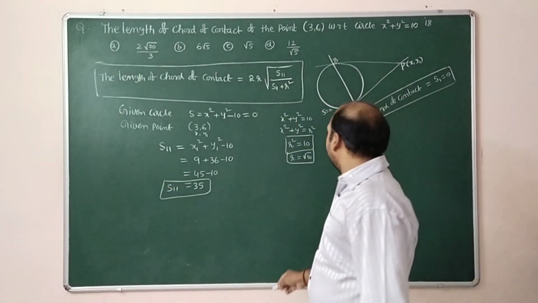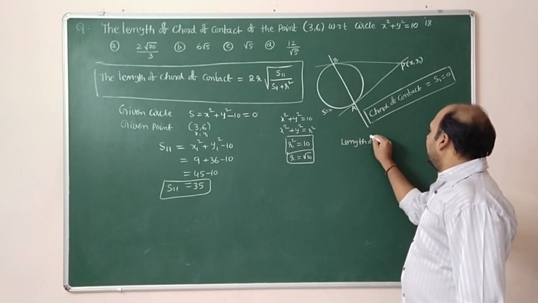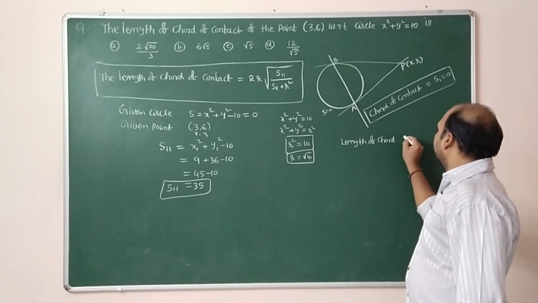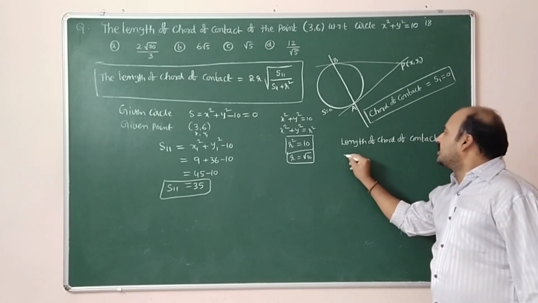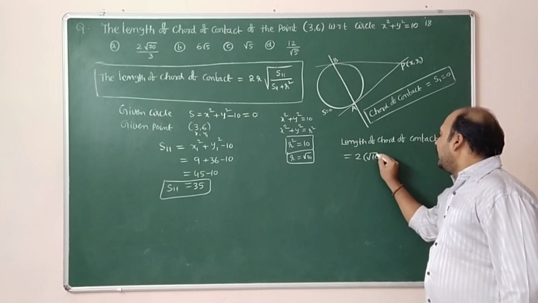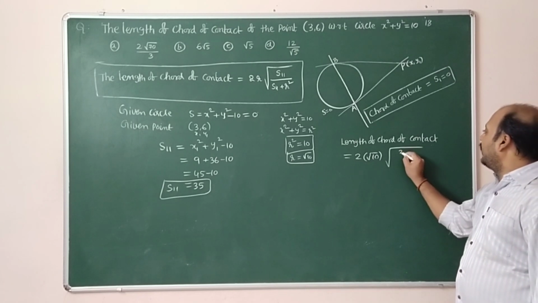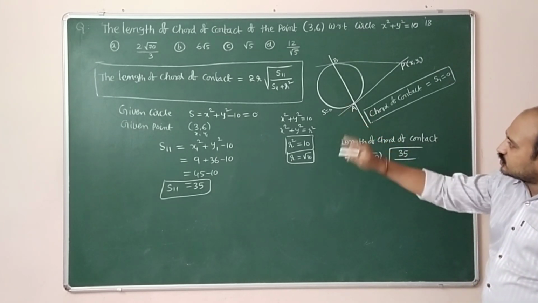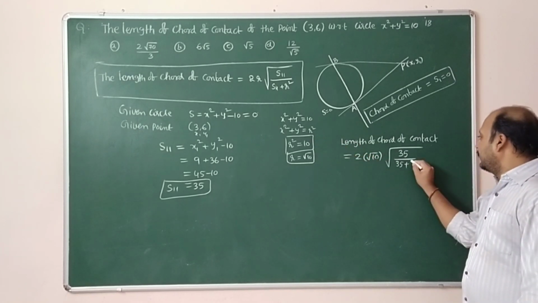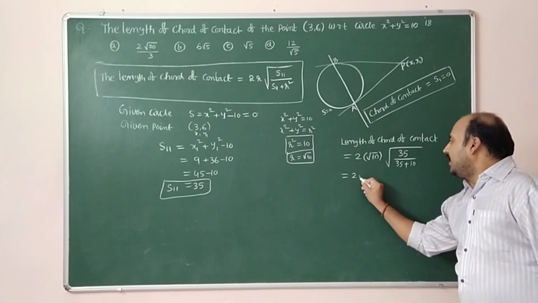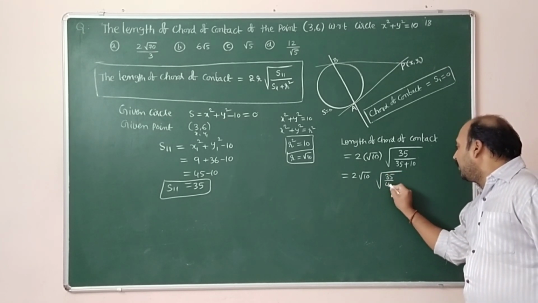Now come to the formula. Therefore, the length of chord of contact is equal to 2 into the r value root 10, into the square root of S11, 35, divided by r square plus S11. The S11 value is 35 plus r square is 10. So 2 root 10 into the square root of 35 divided by 45.